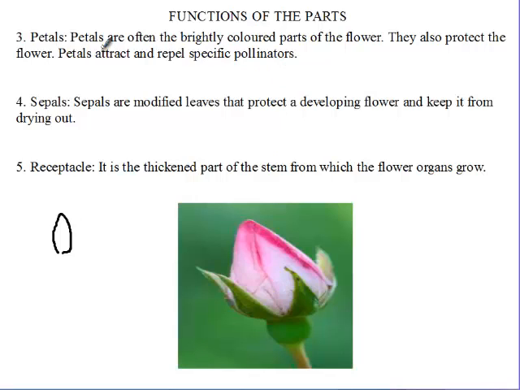Now, a group of petals is called the corolla, and then the group of sepals we call the calyx. C-A-L-Y-X. So please put that in mind. You can pause the video and put this down. A group of petals is the corolla. A group of sepals is the calyx.